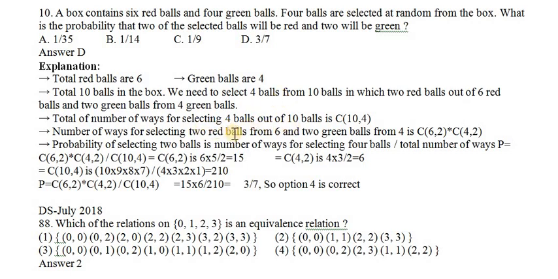Okay, so that is again the combination formula. We want to make the product of 6C2 into 4C2, and then divide that by the total combinations 10C4. 10C4 gives 210, 4C2 gives 6, and 6C2 is 15, so the answer is nothing but 3 by 7.